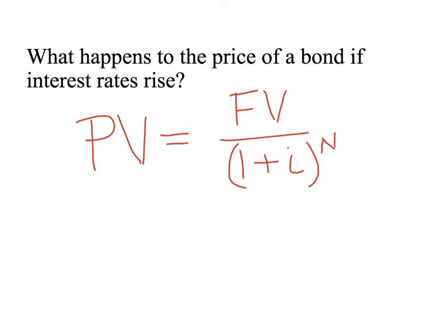Now, intuitively, the reason that bond prices fall when interest rates rise is that the payment you receive in the future is fixed. So if you need a higher rate of return on a bond, a higher interest rate, the only way to get it is to pay a lower price.